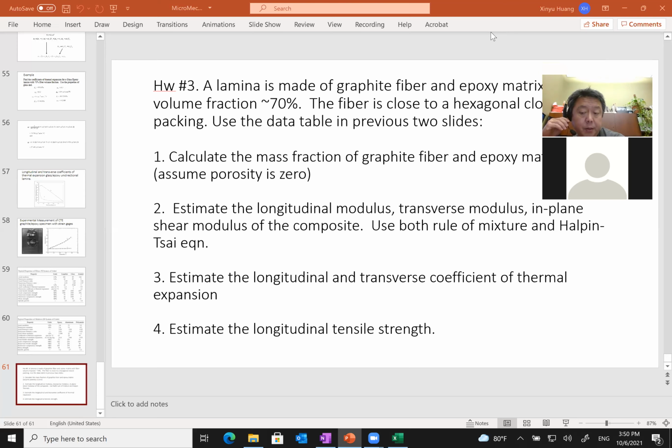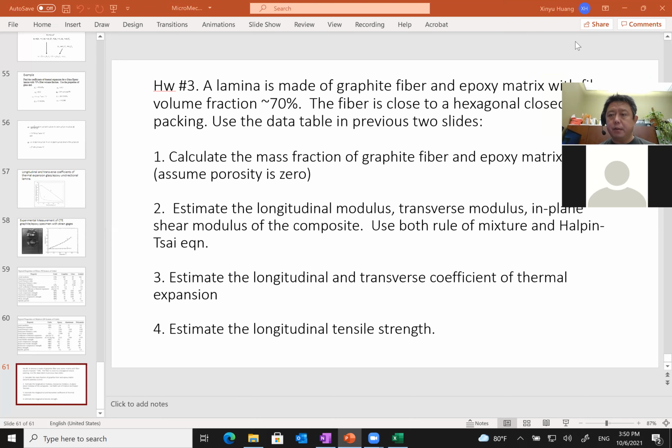Okay, it's 3:50 now. Let's get started. So I'm gonna work backwards from homework 3 back to homework 1. So homework 3 is a practice of micromechanics, predicting lamina properties from its constituent properties. So the problem is here.